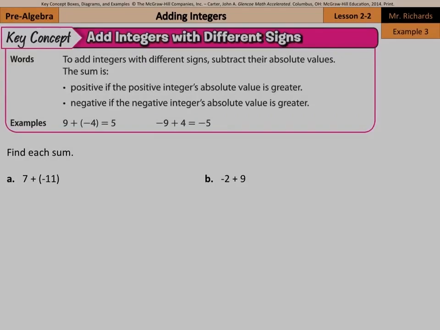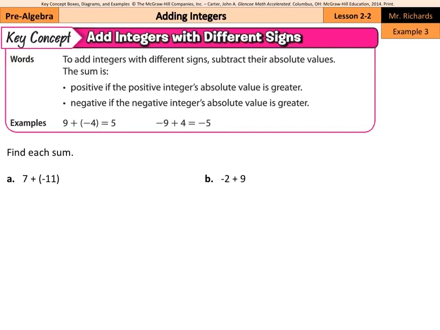Our second key concept is to add integers with different signs, one positive and one negative. To add integers with different signs, subtract their absolute values. The sum is going to be positive if the positive integer's absolute value is greater, and negative if the negative integer's absolute value is greater.